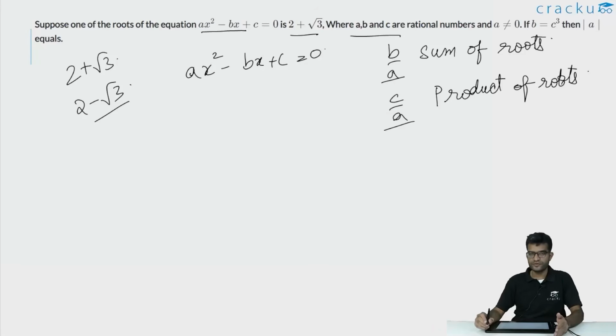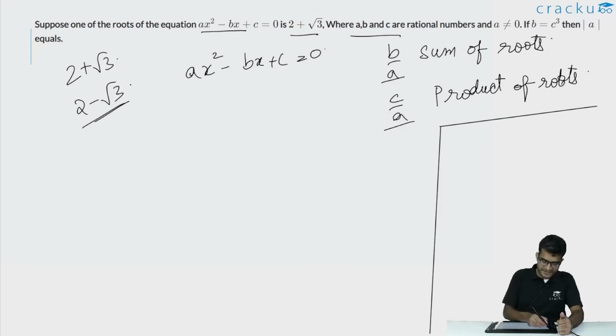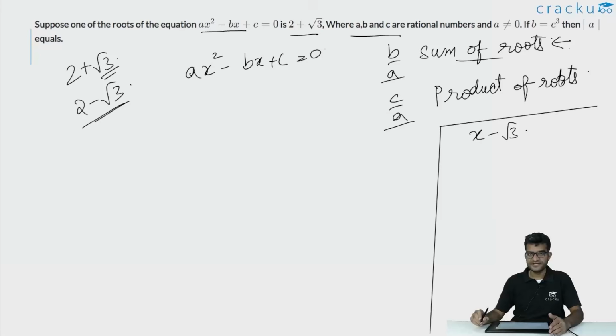You can even prove it. We can even prove it now, but you can just understand this and take it for granted. If you are looking for the proof, because the sum of the roots is rational, and if one of the roots is 2 plus square root of 3, the other root has to be of the form x minus square root of 3, because you want square root of 3 to get cancelled in the sum of the roots, which is a rational number, and square root of 3 is irrational.